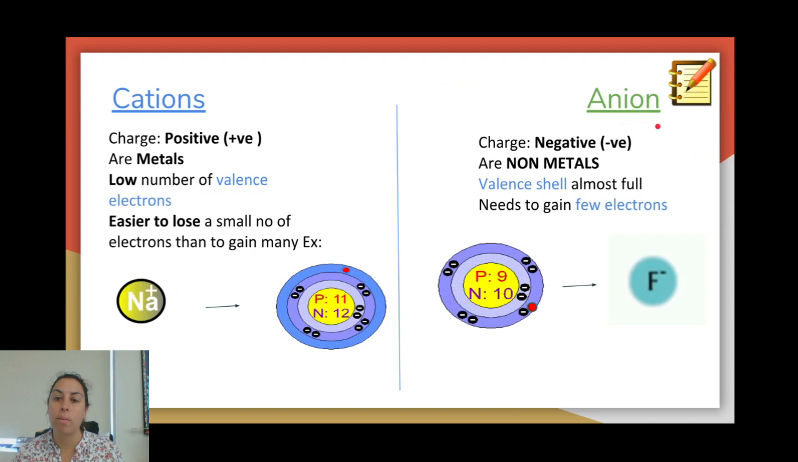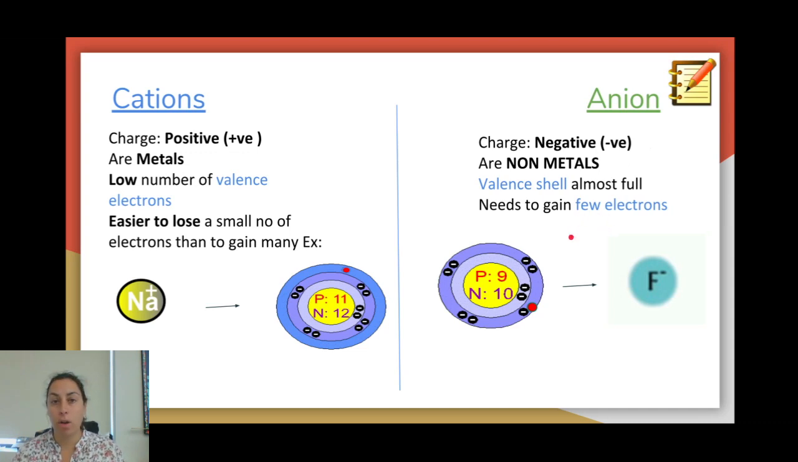On the other side of the periodic table, so in that right upper hand corner of the periodic table, you have the anions. The anions will become negatively charged. This only happens to the non-metals. Okay, so non-metals will always become negative, and that's because they already have an almost full valence shell. They just need a couple more electrons to get stability.